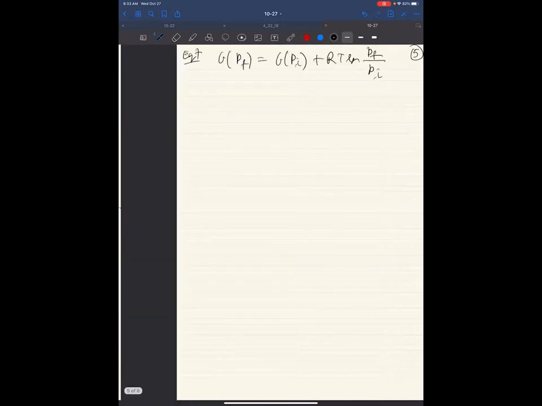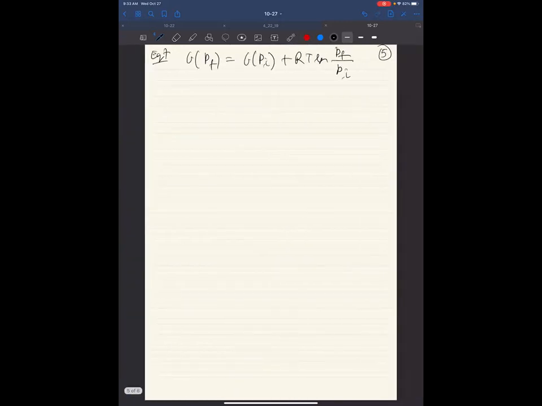So we can pick some reference pressure now. Let's set Pi as some reference pressure P0. P0 could be 1 bar, it could be some other pressure, and Pf could be smaller than Pi, it could be larger than Pi, it doesn't matter. We have some reference pressure, and we call G of Pi at that reference pressure as G0.